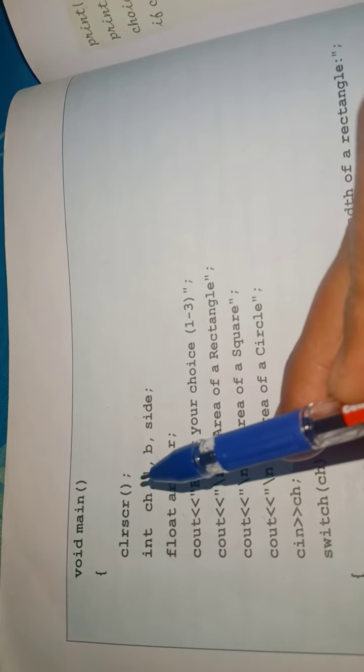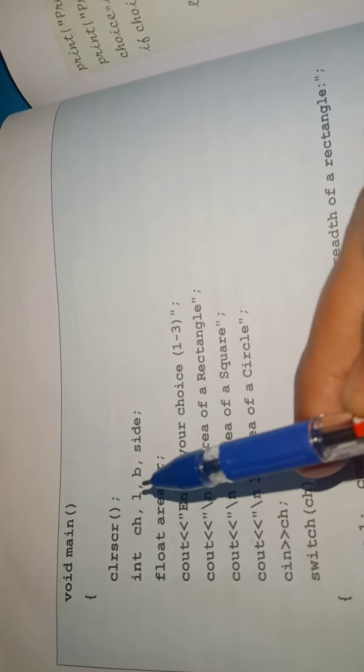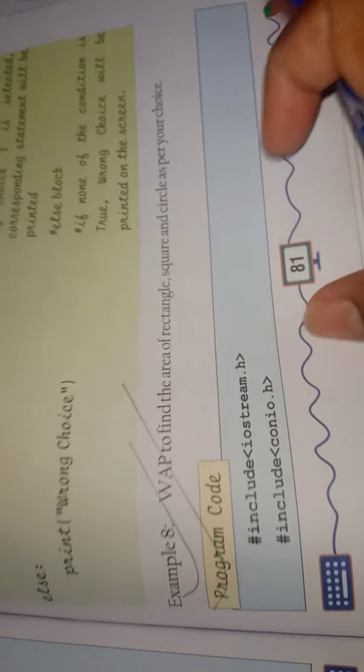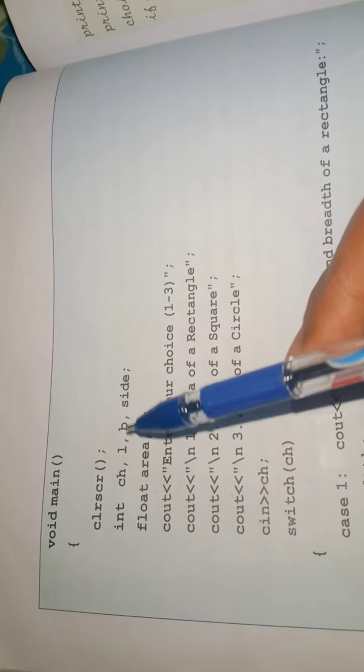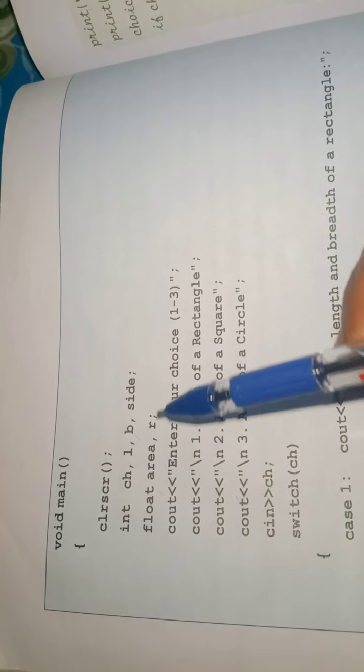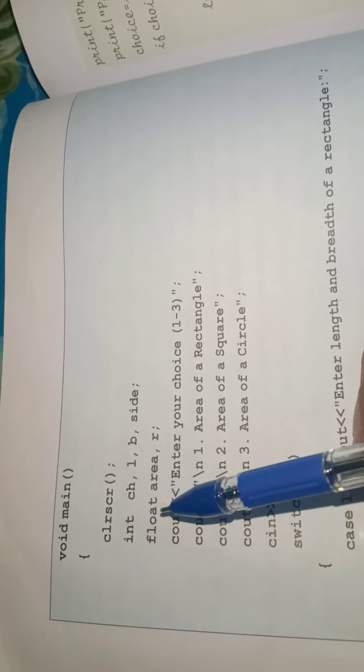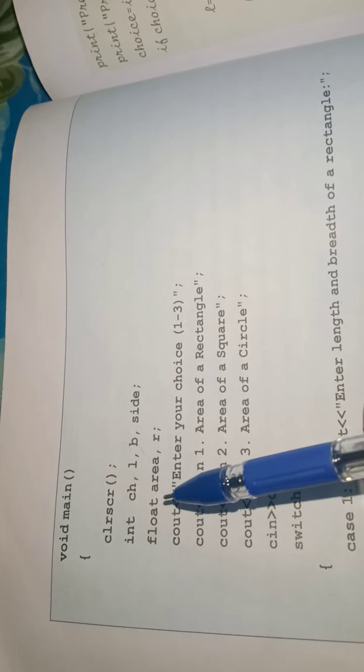We will start by main method, clrscr to clear the screen, int ch for choice, l, b and side. For we will require, you can see the question, area of rectangle, square and circle. So we know that area of rectangle is length into breadth, square is side into side and circle is pi r square. So accordingly we need to set some variables: ch, length, breadth and side. Float, area, r. Float is also a data type. You need to be clear about data type. Float is also a data type which is used to take decimal values.